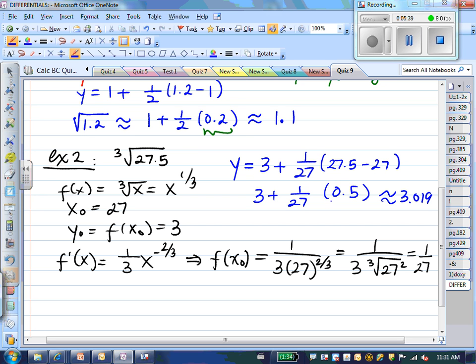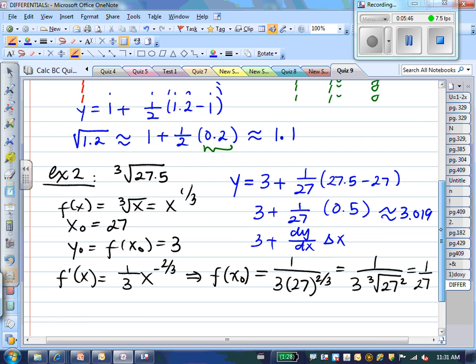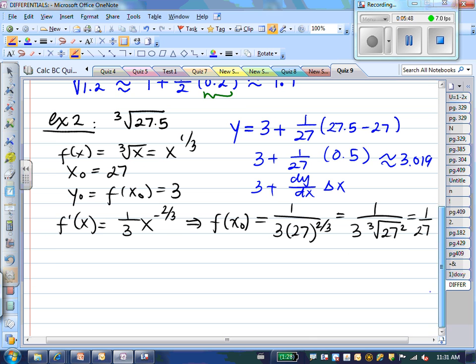But the idea here again is it's going to be some slope times delta x, and that's going to be added to your original y value. So here is what Euler did.